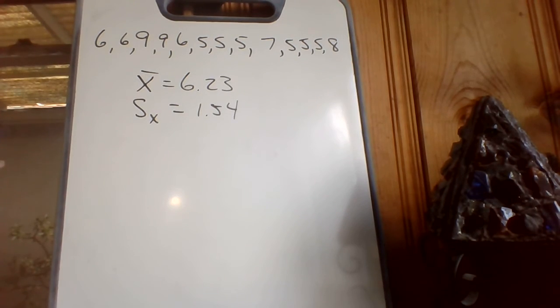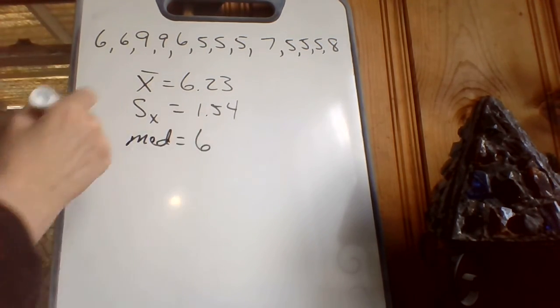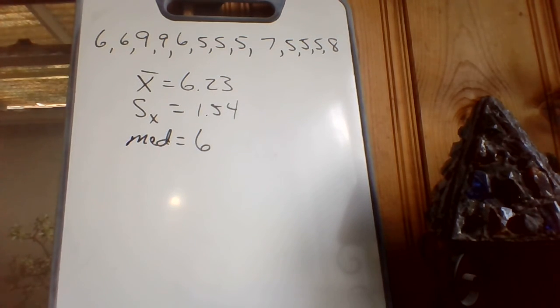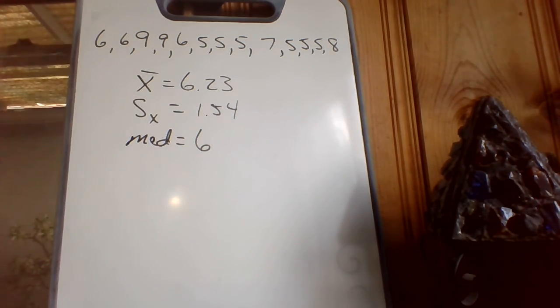Maybe the problem also asked me for the median, and if it did, the median is 6. I could write that down as well. Last week we rearranged them into order and figured out the median. But here, my calculator got the mean for me, it got the median for me, and it also got this new number called standard deviation.